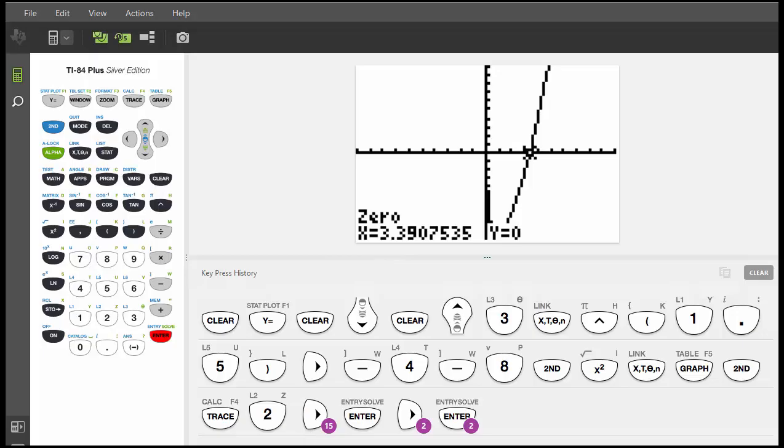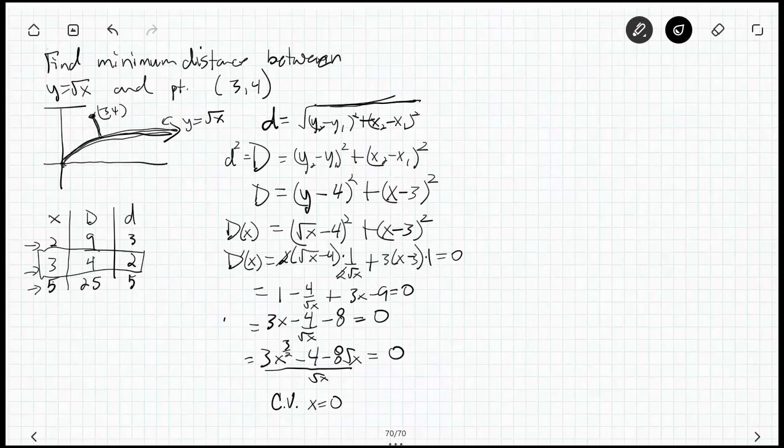Now, I'm going to go back to my problem, and let's look at this. Even with my terribly drawn scale, look, I've got 1, 2, 3. This is telling me that this is 3.391. That's the value of x. So this point right here on square root of x appears to be about 3 point something, right? So that's kind of cool.